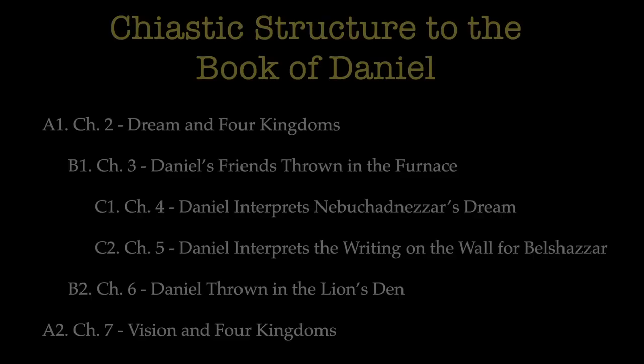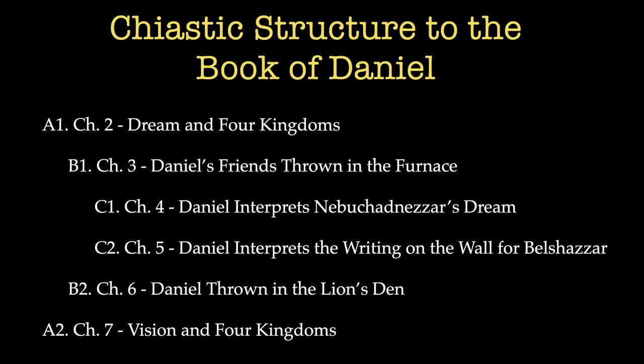But if we were to look at the Aramaic structure, long observed as a chiastic structure, so basically chapter 2 and chapter 7 parallel each other. You have a dream of 4 kingdoms and a vision of 4 kingdoms. In chapter 3 and chapter 6, you have Daniel's friends thrown into the fiery furnace, and in chapter 6, Daniel thrown into the lion's den. And then in between all that, in chapter 4, there's the interpretation of the dream for Nebuchadnezzar, and then in chapter 5, the interpretation of the handwriting on the wall. We get that phrase, the handwriting on the wall, or the writing on the wall, right, from this portion of the text.